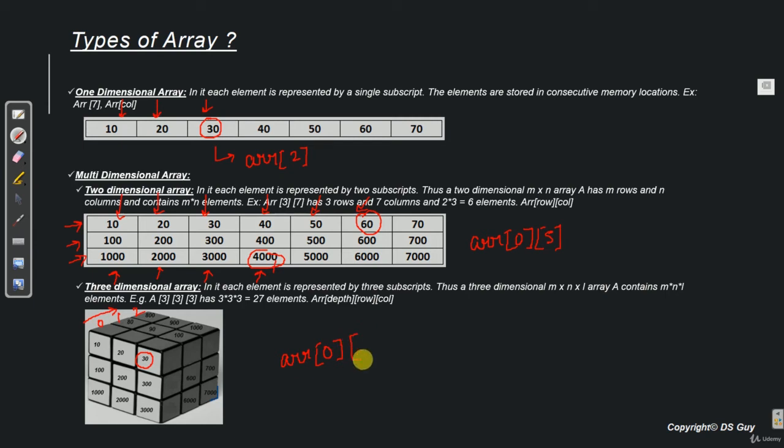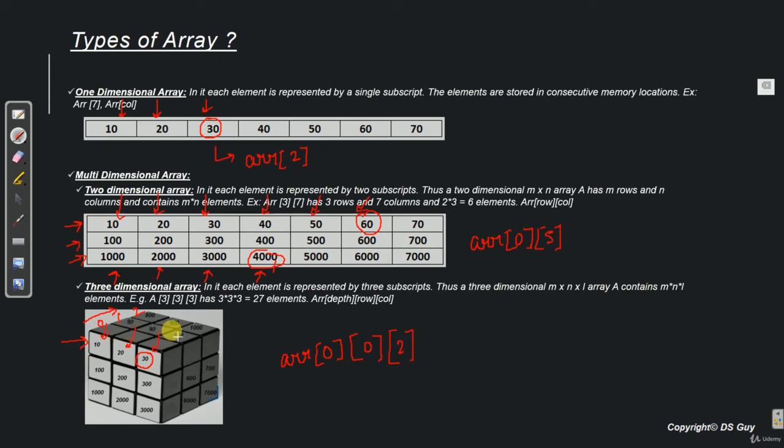Now what is the row number? The row number is 0. So we put 0 over here. Now what is the column number? The column number is 0, 1, 2. So we put 2 over here.